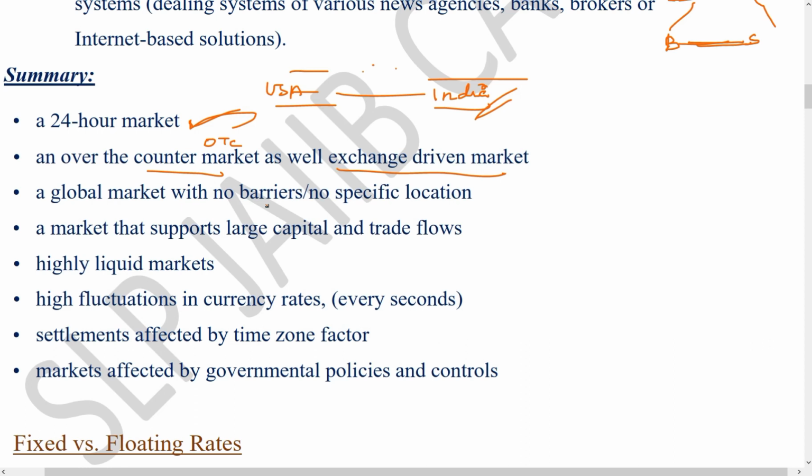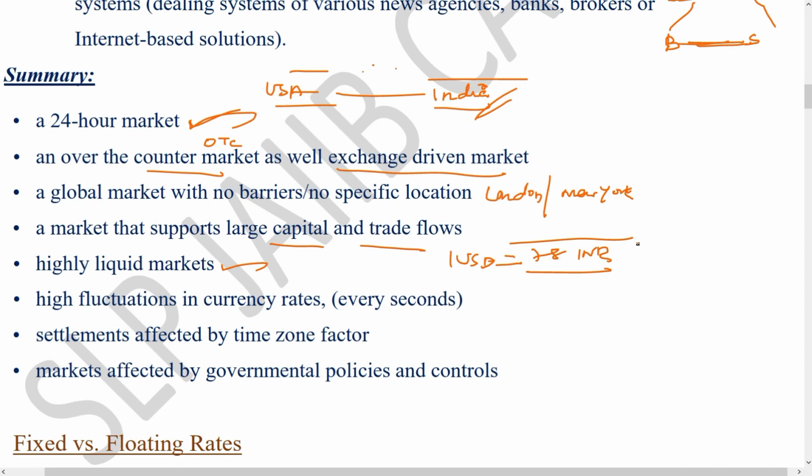A global market with no barriers, no specific location. For forex we cannot tell this is the center, like London is the center or New York is the center of trade, we cannot tell. There is no specific location, and no barriers also. This is a market that supports large capital and trade flows. Large capital and trade flows are involved. Highly liquid markets. If news is coming that $1 today is 78 rupees, it doesn't mean that for 24 hours it is fixed at 78.